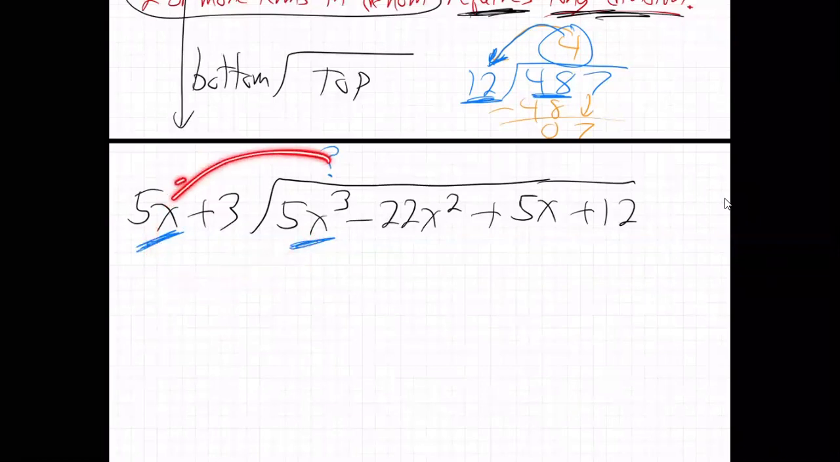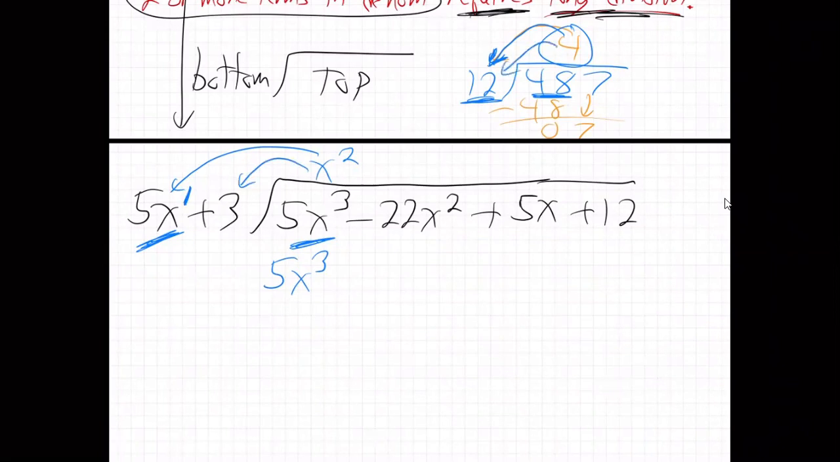So what times 5x will match 5x to the third? Just like what times 12 will match 48? So what times 5x will match 5x cubed? X squared, right? X squared times 5x will be 5x to the third. Remember, because this invisible 1 power and the 2 power add, but he won't only go there, he'll also go there. Just like the 4 multiplied both the 1 and the 2. 4 times 1 made 4, 4 times 2 made 8, 48. So the x squared goes here and here. So x squared times 3 is plus 3x squared.